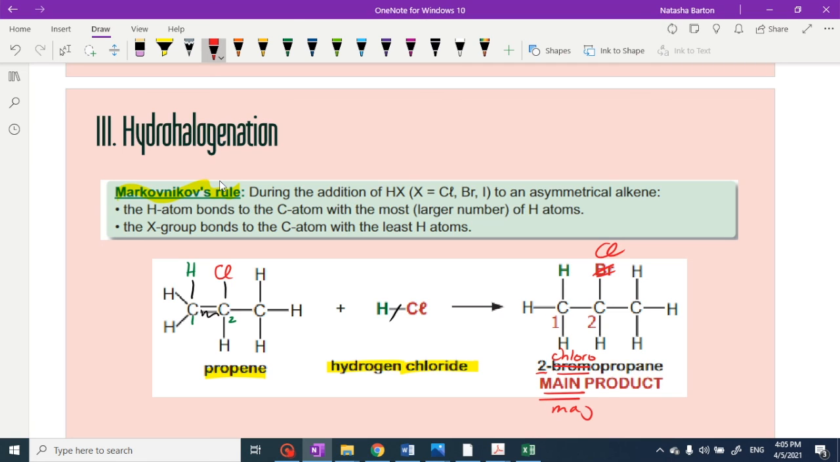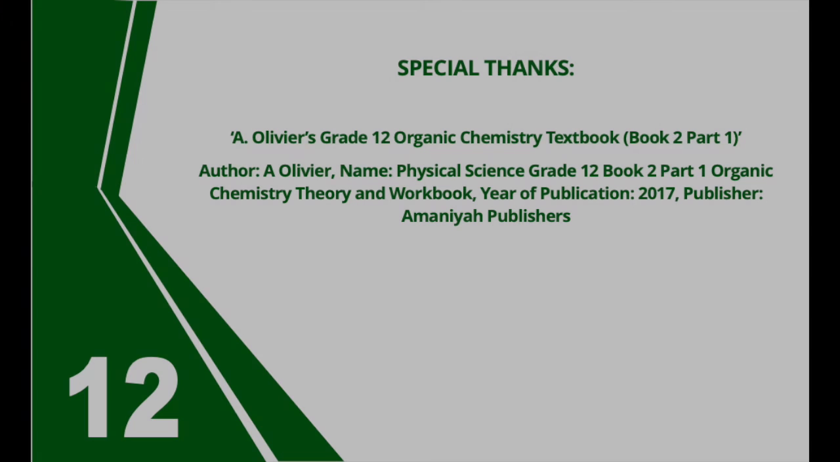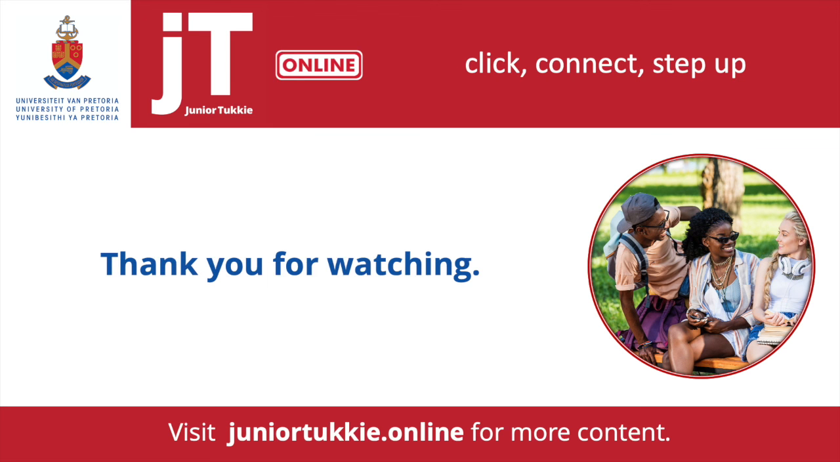Sometimes they call it the major product. Okay, so hydrohalogenation: we have a hydrogen bonded to a halogen. It's going to react with some unsaturated hydrocarbon to form some saturated compound, specifically a saturated haloalkane. There you go.